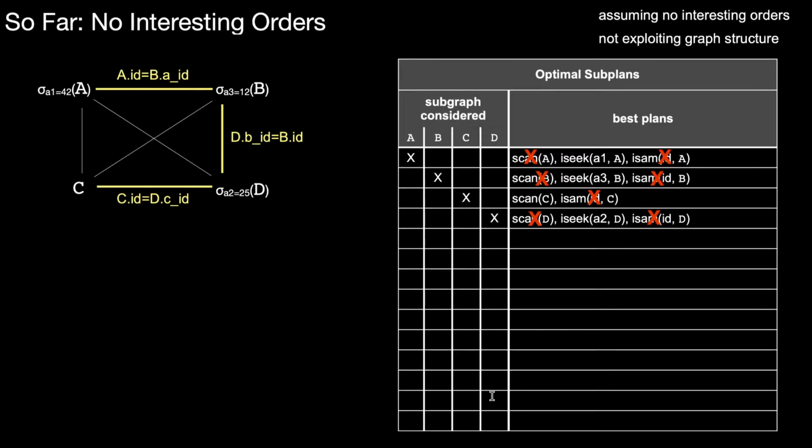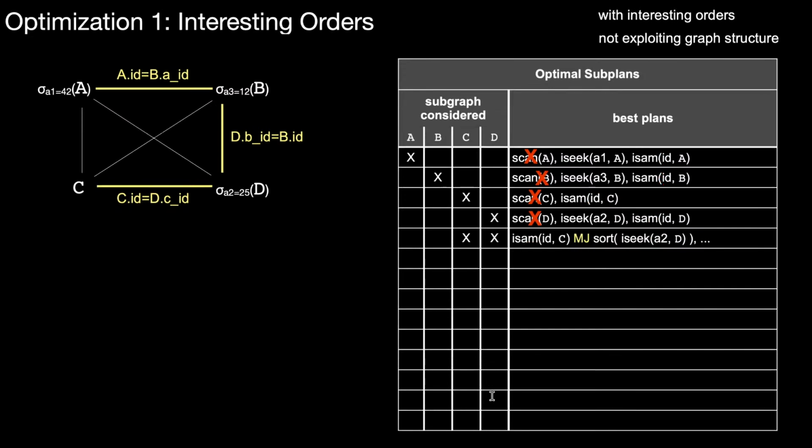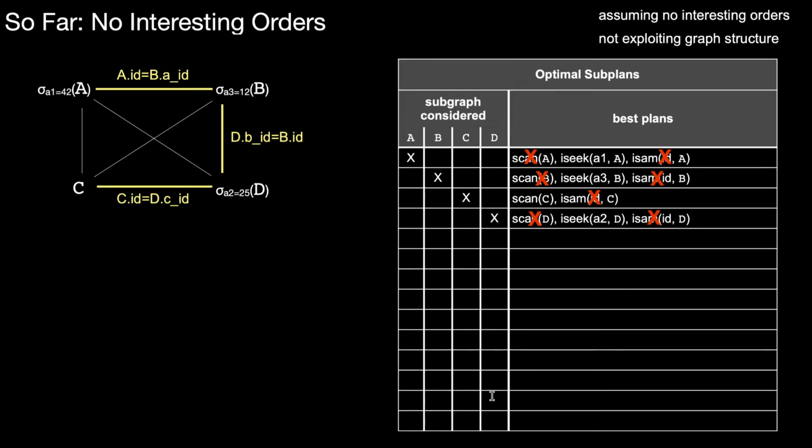Okay, and yeah, so one problem with this algorithm is that it lacks, or it avoids, two opportunities for optimization. One is that it ignores so-called interesting orders. What is an interesting order? An interesting order is something that's not expressed in this graph as such.